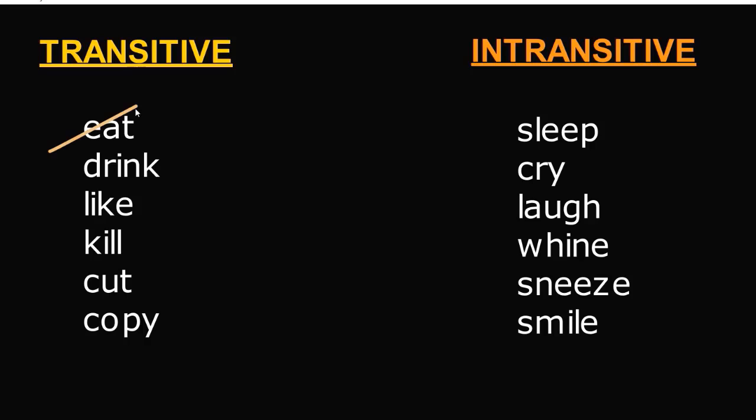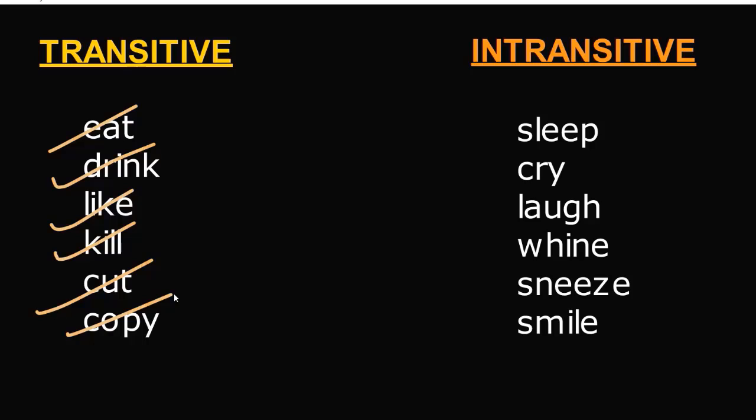For example, eat, you can eat something. Drink, you can drink something. Like, you can like somebody or something. Kill, you can kill somebody. Cut, you can cut something or somebody. Copy, you can copy somebody. You can copy something, right? So all these verbs have objects. These are some of the transitive verbs we have in the English language, right?